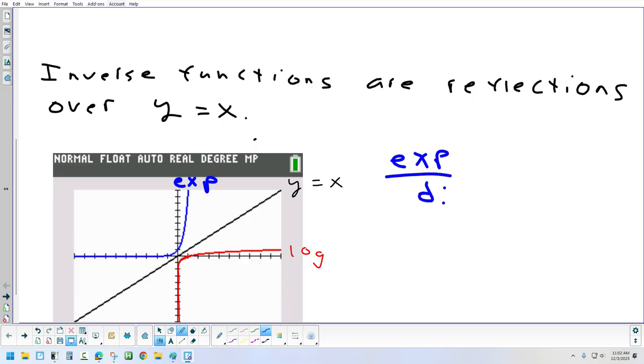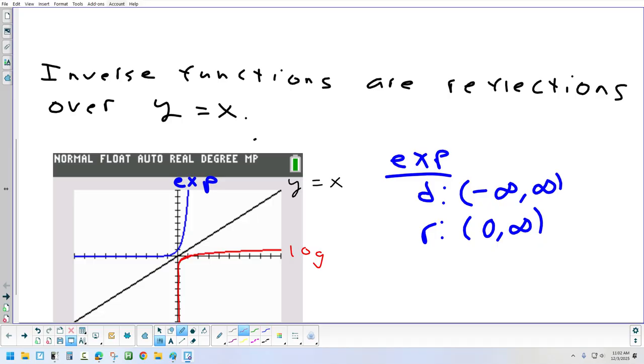So think of exponentials. What's the domain of the graph in blue? All real numbers. It goes left and right forever. What's the range of the graph in blue? Yep. Parentheses 0, comma, infinity. 0 to infinity. Okay, we did that on Monday.